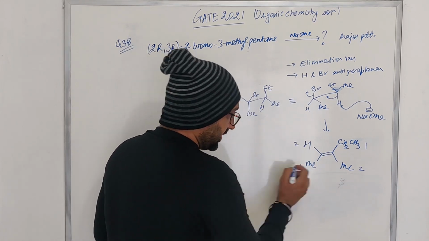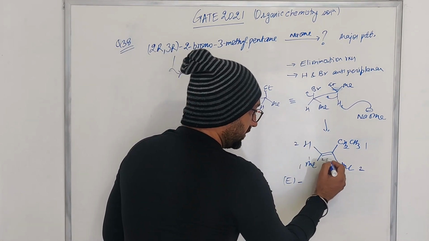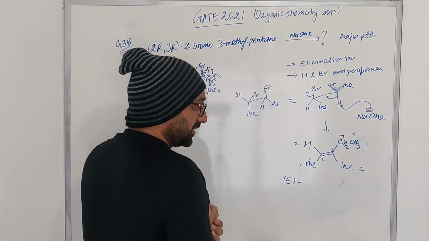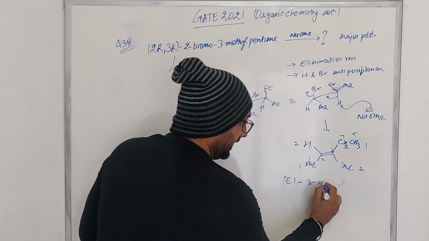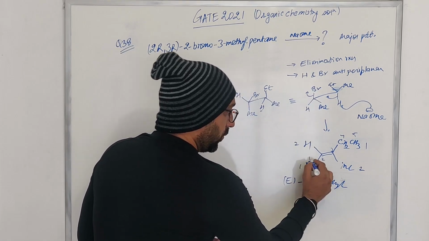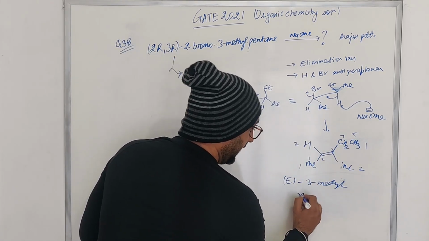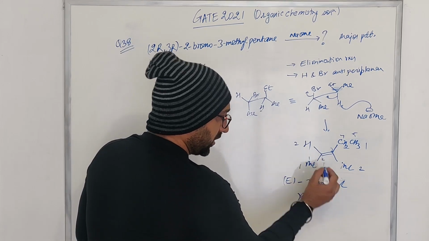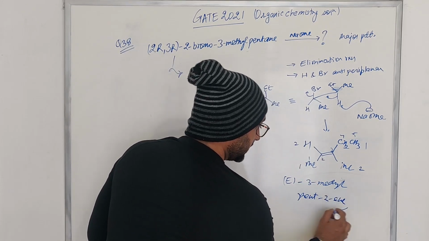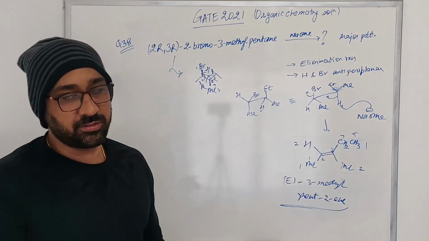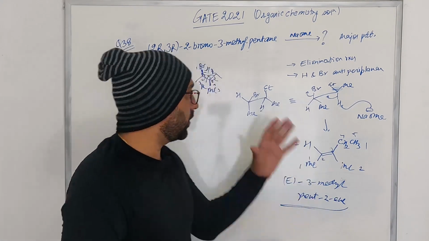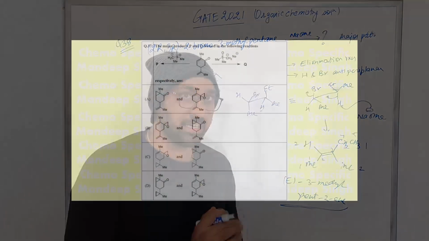Now what is the structure? We are going to start naming from here: 1, 2, 3, 4, 5. So this is nothing but E-3-methyl, methane, ethane, propane, butane, pentane, pent. Olefin at the second position, so 2E. So this is going to be the correct answer in this particular case. This is a pretty straightforward problem, and that is how you could have approached it.